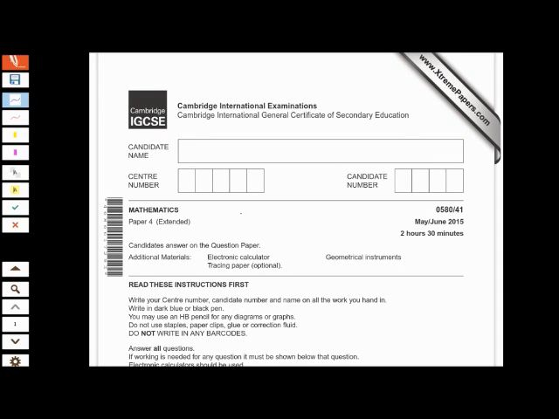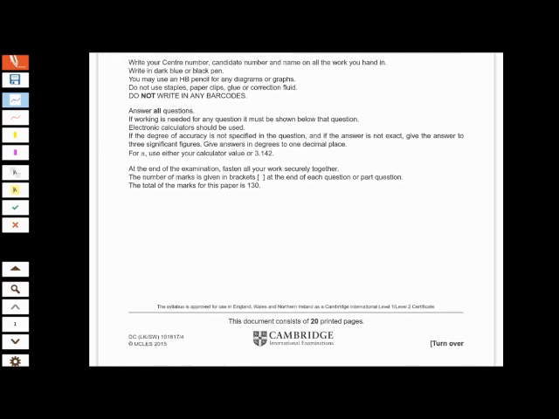Alright, this is 2015, May, June, paper 4, variant 1. Let's get started. First question.